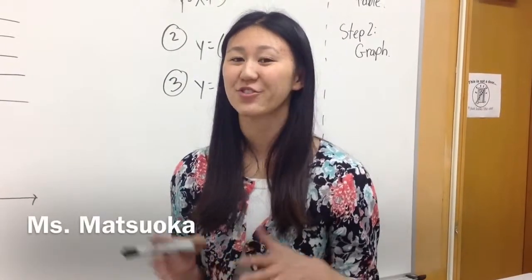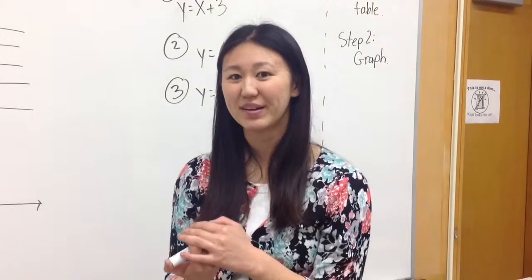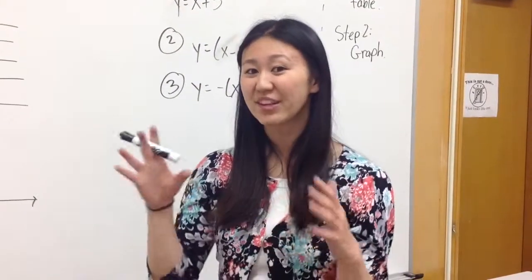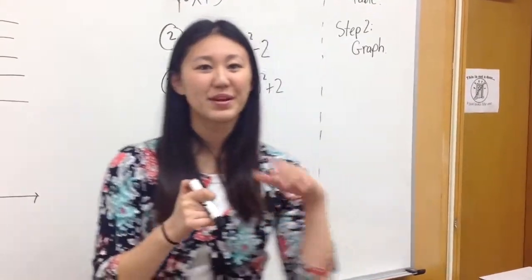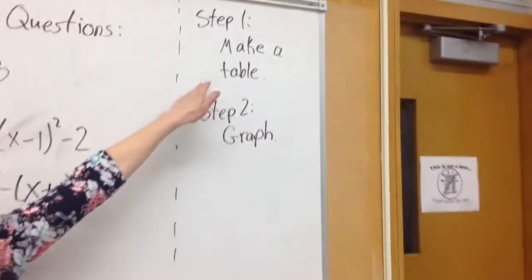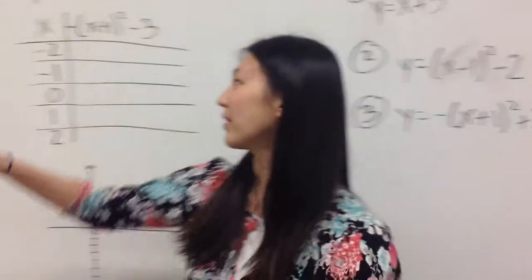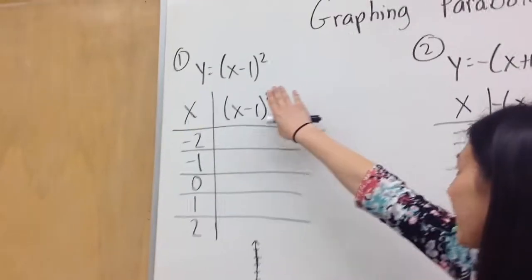Now, a parabola is just the shape that you graph when you graph something with x squared. So it's that shape, it's kind of like a U type of shape. Anyway, here are our steps. First thing you're going to do is make a table. The second thing you're going to do is graph. It's pretty simple. So let's look at this problem right here.